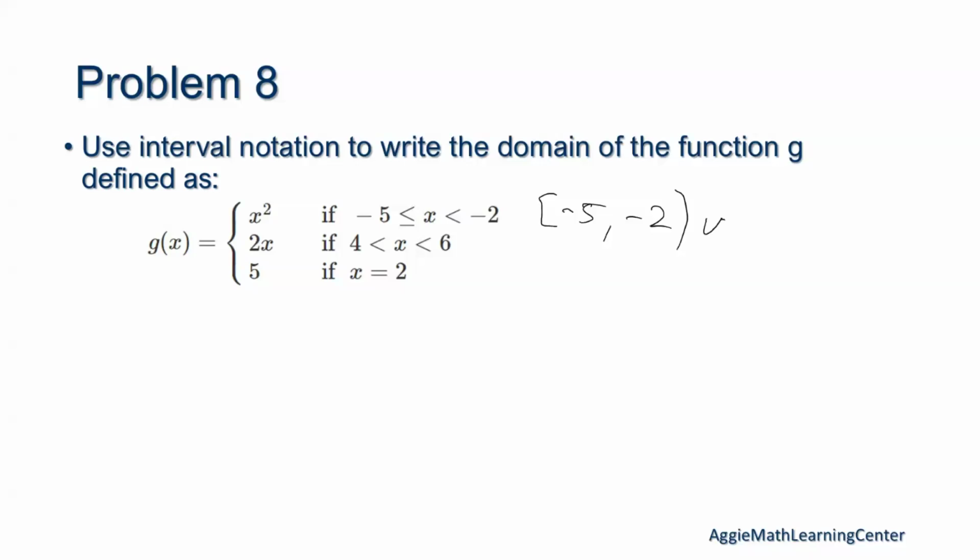And then you add in the second part. So you union that with a 4 to a 6. And then you union that with just the 2. And for the single points, you use these brackets. Any questions on that? All right.